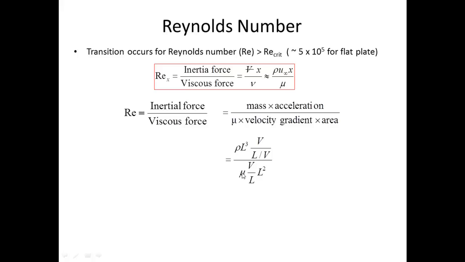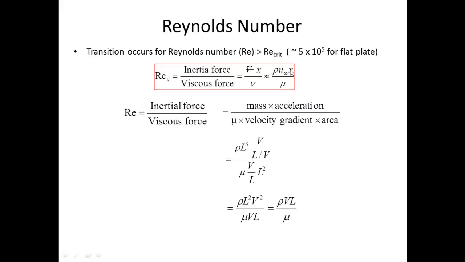Similarly, in the denominator we have got mu. The velocity gradient is denoted as V by L, and the area as L square. So if we simplify this expression, we get rho L square V square by mu VL, which further simplifies to rho VL by mu, which is the expression for Reynolds number. The L here is any characteristic length dimension.